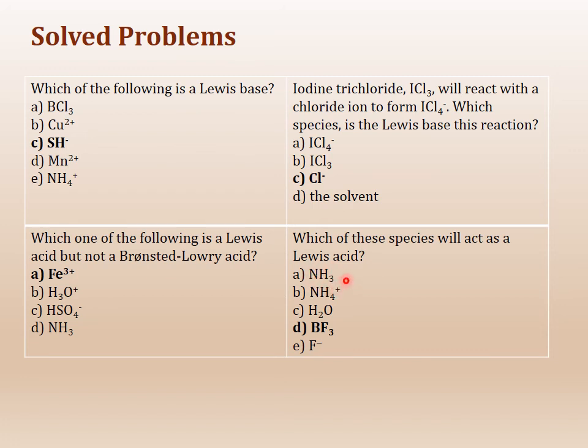Which of the following species will act as a Lewis acid? NH3, not so, because that donates a pair of electrons. NH4+, no, because it gives a proton. This is actually a conjugate acid. H2O, no, this is a very good base. BF3, yes, this is a good acid because this is group 3. F-, no, because this is negative.